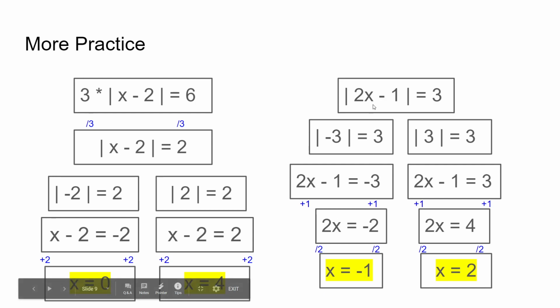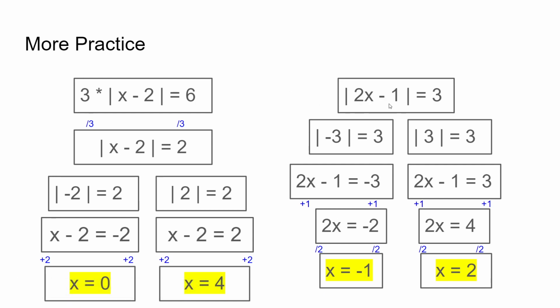Our next equation is already isolated, so we just instantly can identify our two answers. We could have negative 3 or we could have 3, since the absolute value of negative 3 equals 3. So from there, we set 2x minus 1 equal to negative 3 and 2x minus 1 equal to 3.